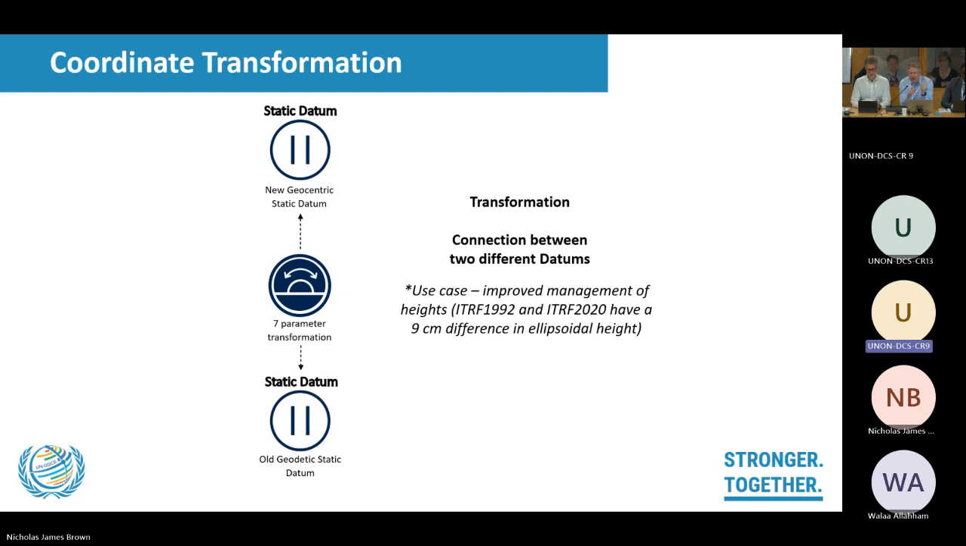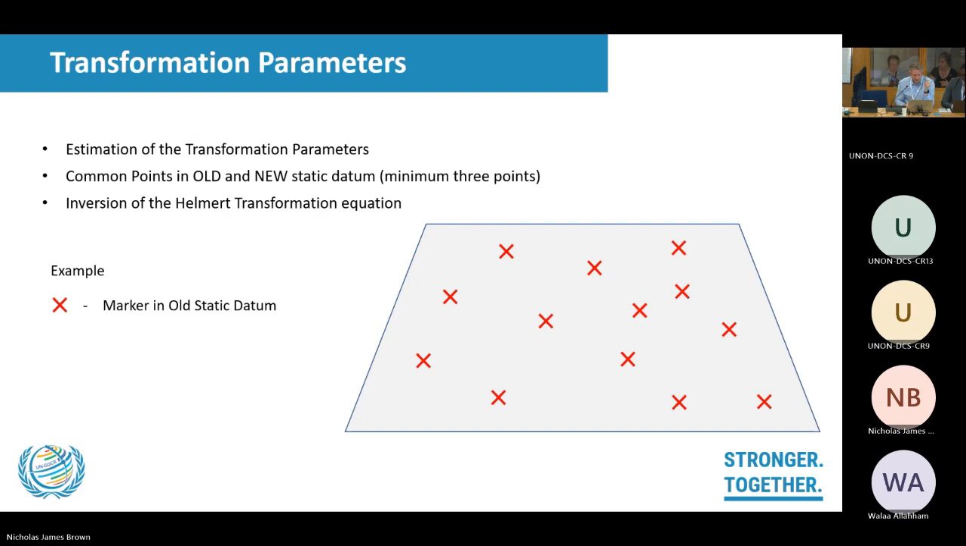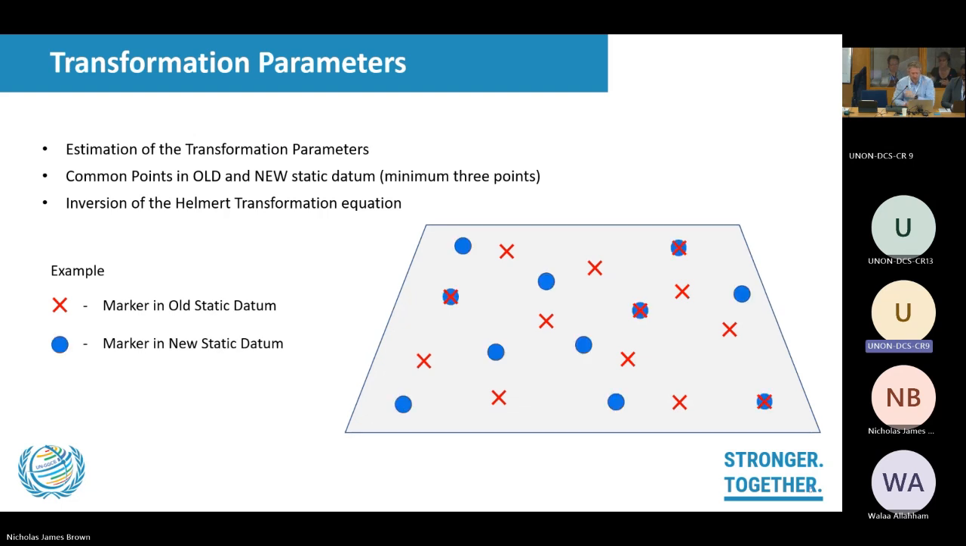And in our model, just to bring all this together, you can see that this is the blue circle in the middle that says transformation parameters. That's a model that we're trying to develop to allow you to connect your old static datum to your new static datum. And this is what it looks like diagrammatically. How do we go through this process of computing the transformation parameters?